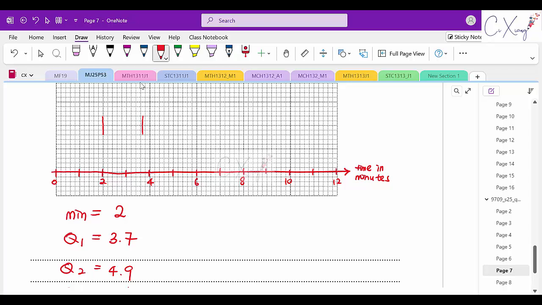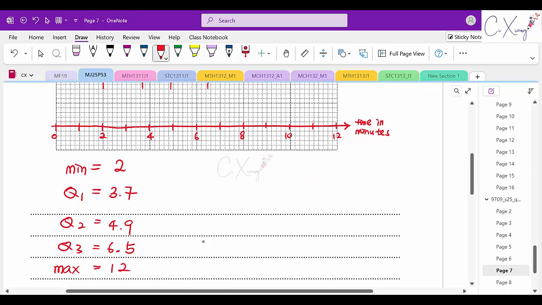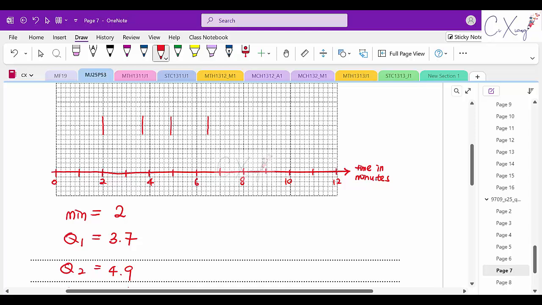Then 4.9. 5, then 4.9 should be somewhere here. Then 6.5. 6.5 is this one. Then the last value is 12. So 12, put the line as well.